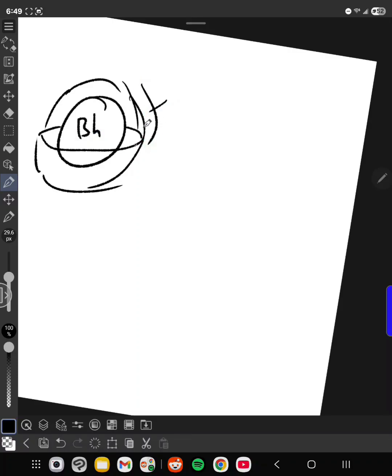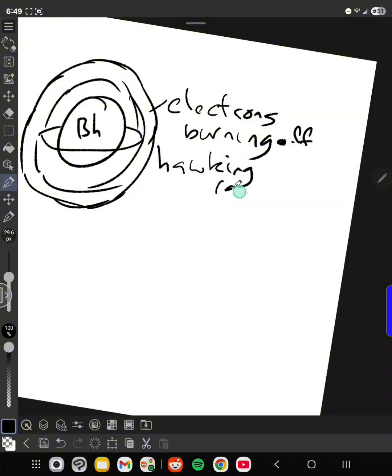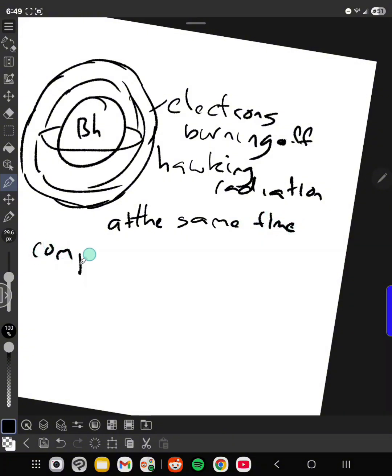You have a line here all the way around. That's an orbital. And these are electrons burning off. Or Hawking radiation. And they're actually, at the same time, compressing matter.